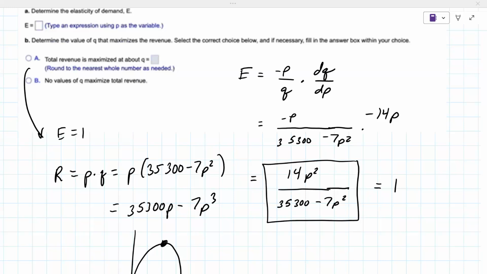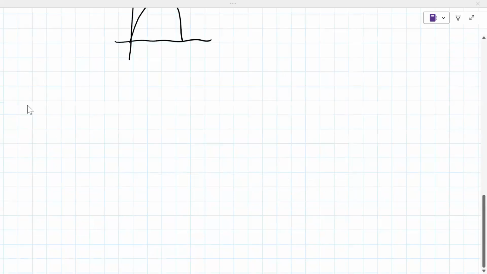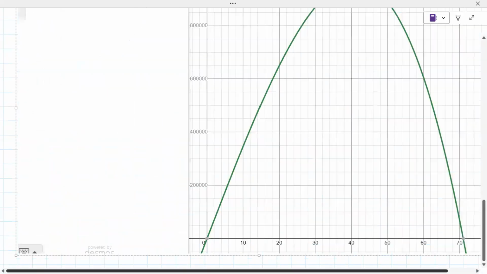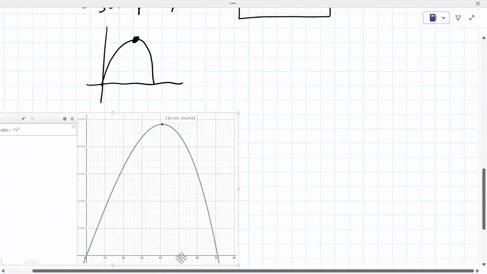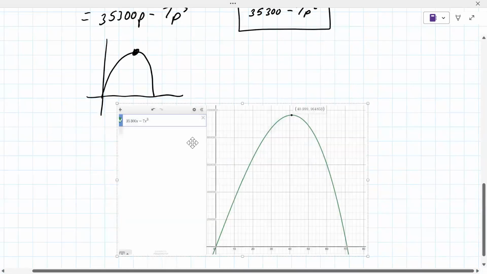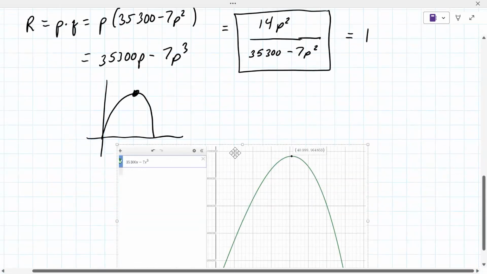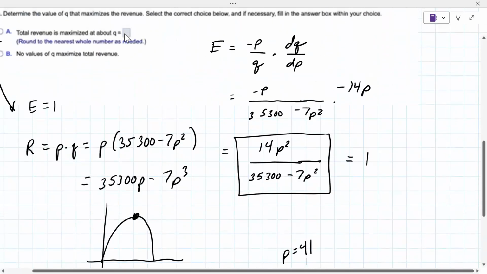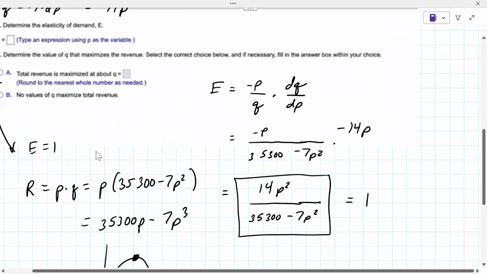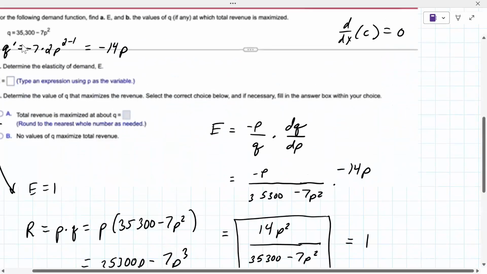I've got a graph here. Let me make this smaller so it's easier to see. So like I said, if you graph this equation, you can get the max right there. That tells you the value of P. P is basically 41. I know it's just 40.999, but it's basically 41. And then we have to go back. Is that what it wants? No, it wants Q. So to get Q, you have to put 41 into this function right here.